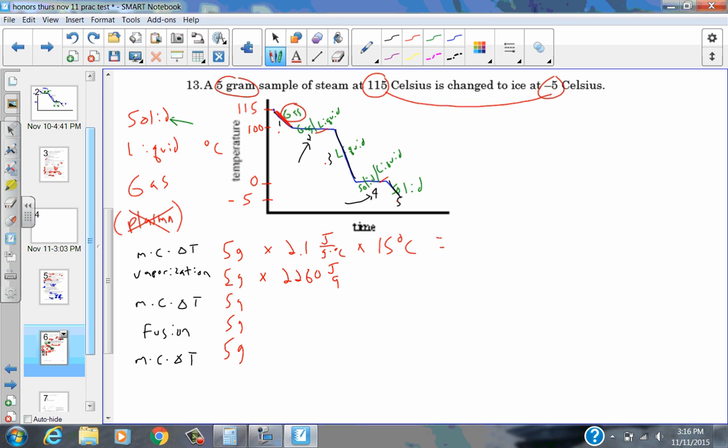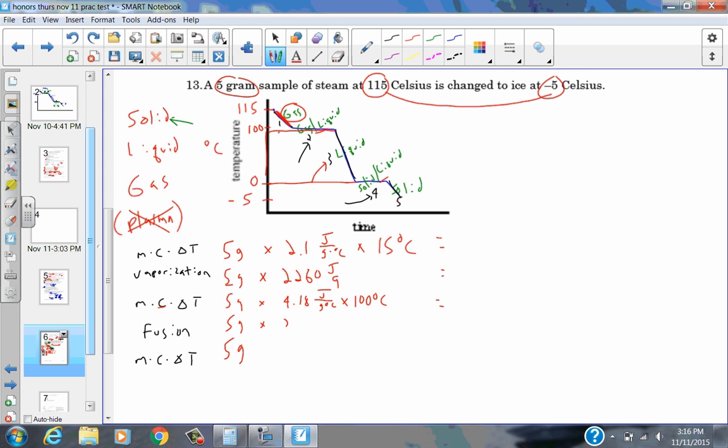And we have 5 grams. So 5 grams times 2260 is going to equal something. I'm going to put my equal sign out here so that I have a big old line of them. Step 3 is a liquid. The c on the liquid is going to be 4.18 joules per gram degree Celsius. The change in temp is only from this point down to this point, which is a change of 100 degrees Celsius. Heat of fusion. How much heat do you have to take away to freeze a gram of ice?